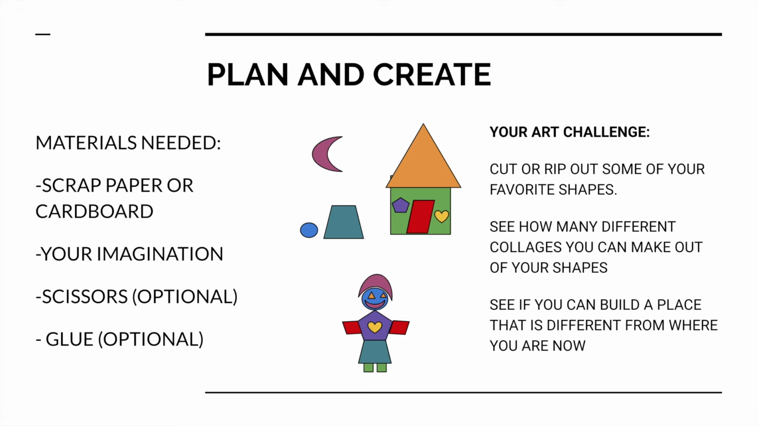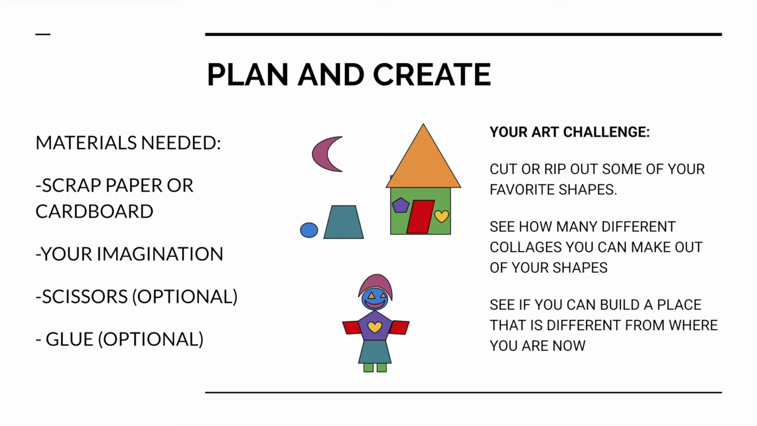For your art project today, we are going to challenge you to create something out of shapes. Just like our artist made a collage, I'm asking you to make a collage out of recyclable materials at your home. What you will need for this project is either scrap paper or cardboard, your imagination, and if you would like, you can cut out these shapes and glue them down, or you can just use your hands to rip the scrap paper. Your art challenge is to cut or rip out some of your favorite shapes and see how many different collages you can make out of your shapes. See if you can build a place that is different from where you are now.